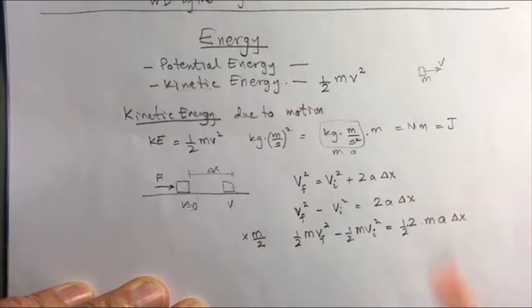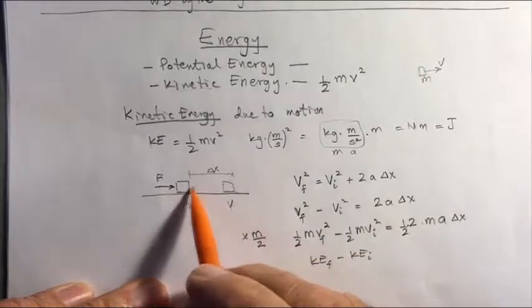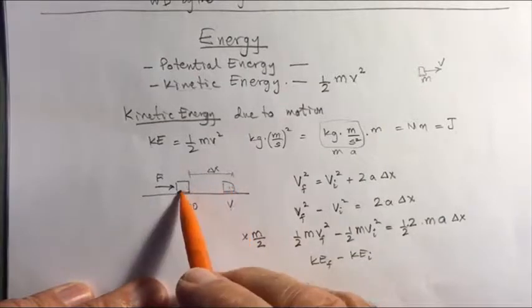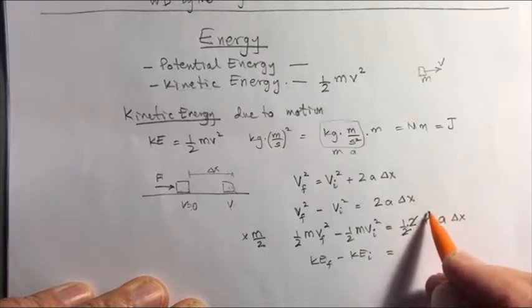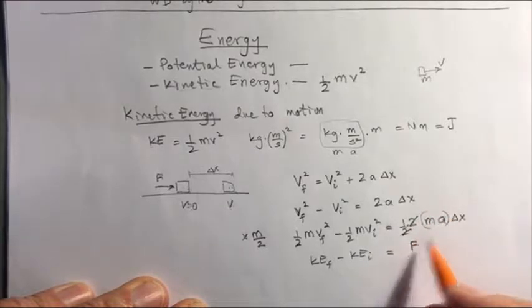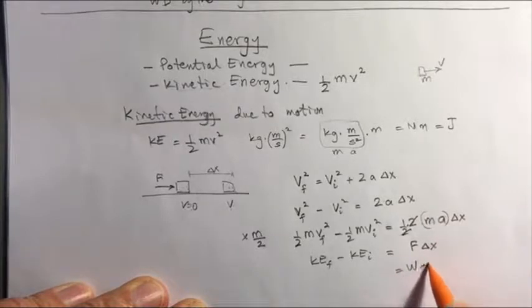Okay, we bring the m a little later, times delta x. Now this is the final kinetic energy, and this is the initial kinetic energy. So if it moved from here to here, this would be the final kinetic energy, and that's the initial kinetic energy. The two will cancel. Ma is a force, and that's the displacement. So that's the work done.